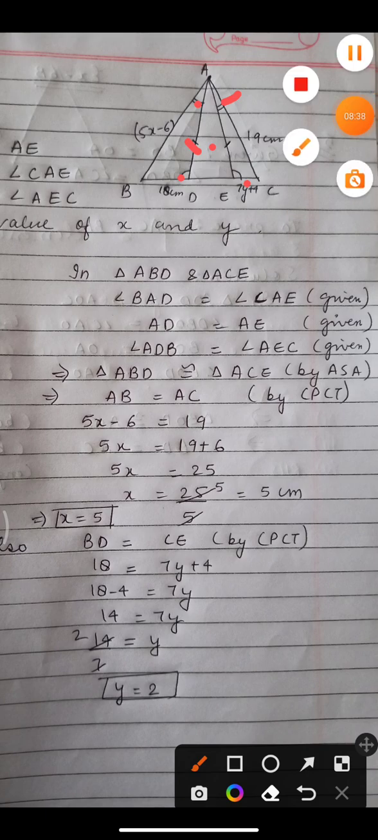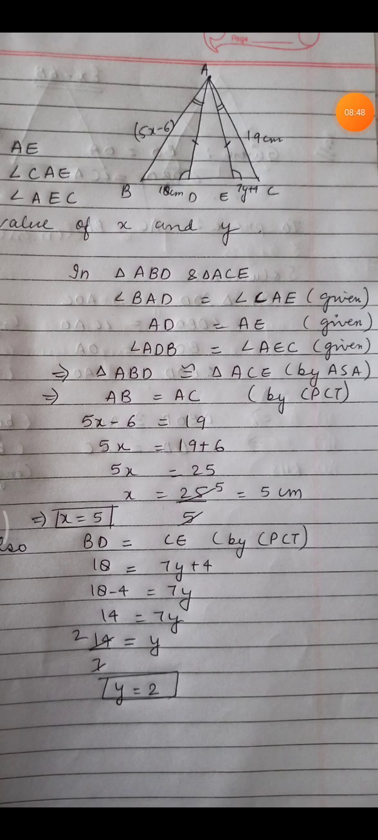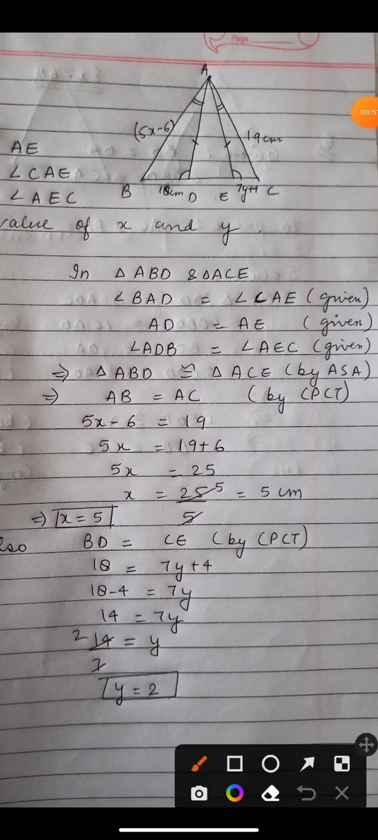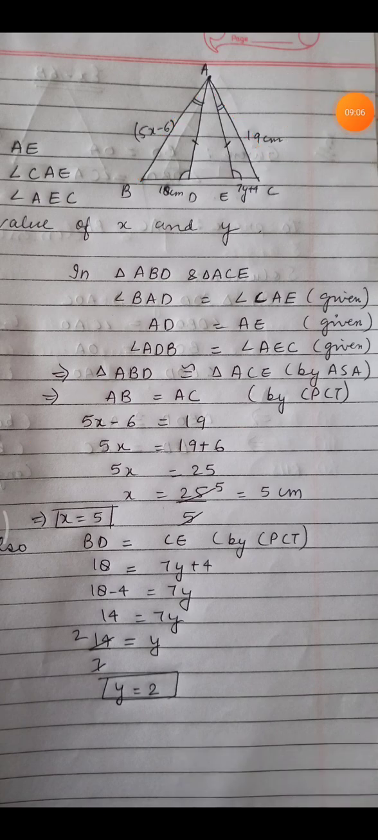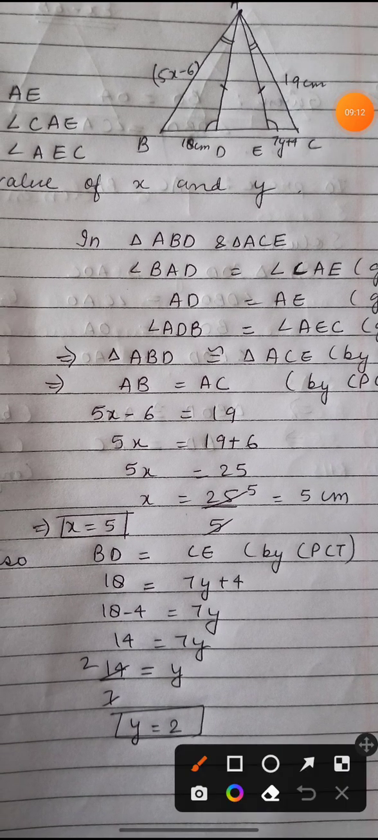So yes, our question is done already. Triangle ABD is congruent to triangle ACE by ASA, that means angle side angle. And since they are congruent, by CPCT their sides AB is equal to AC. That we have done here. Then we have written the value of AB, that is 5x minus 6, and of AC, that is 19, and then we have solved it. You know very well how to do this solution. Then you get the value of x equal to 5. So this is the way you are going to find it.